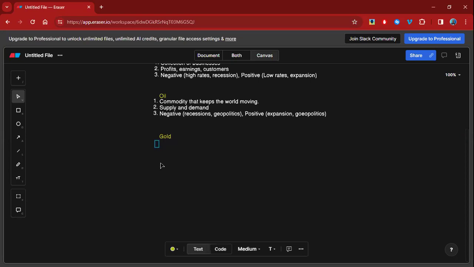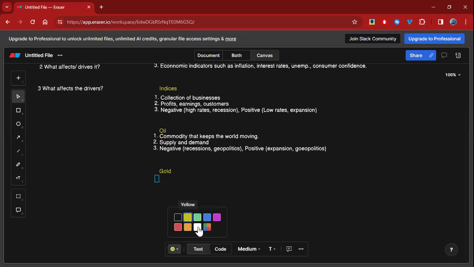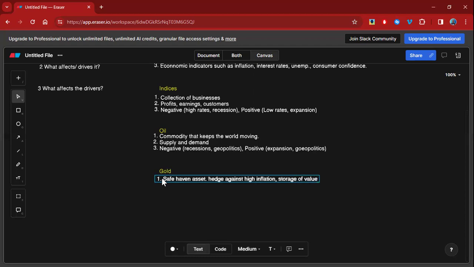So we're now gonna look at gold. And then of course we're still gonna adopt the very same framework. We're gonna answer those very same three questions. The first question being, of course, what is gold? So gold is a safe haven asset, right? It's also a hedge against high inflation, and it's also a storage of value, right? So that is what gold is essentially.